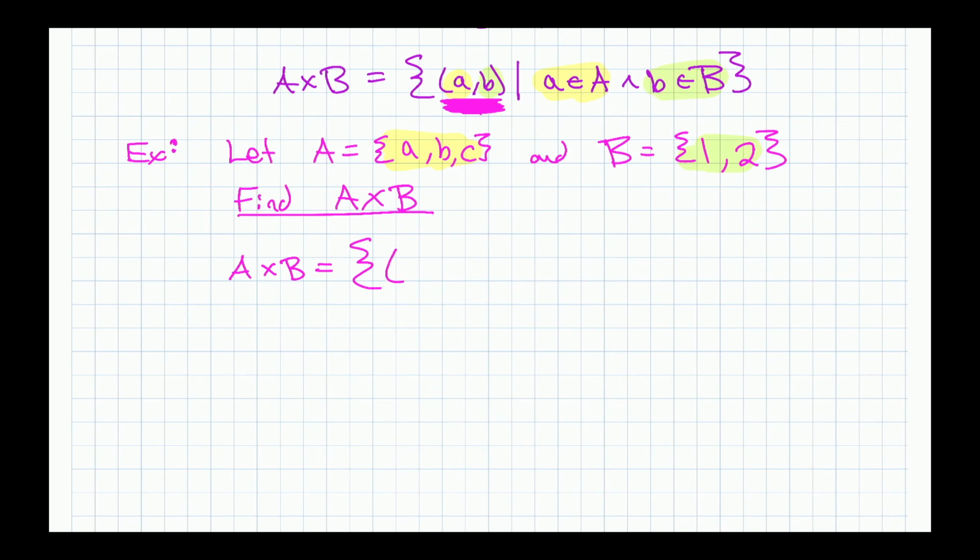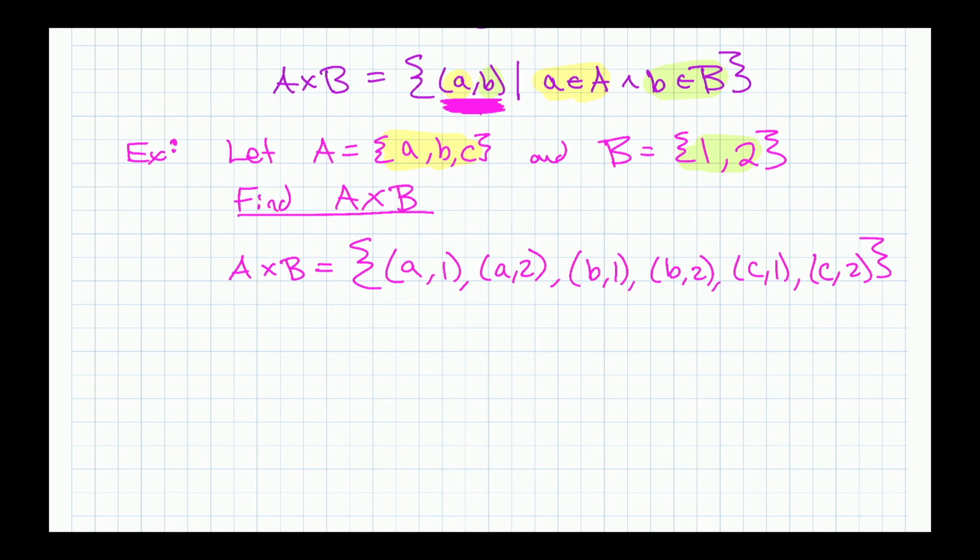Your first element comes from set A, so it could be a little a. Your second element comes from B, so it could be a 1. That's a possible element of A times B. Now, what are the others? Well, you could have a and 2. You could have b and 1, or b and 2, or c and 1, or c and 2. And that's the whole thing, right?